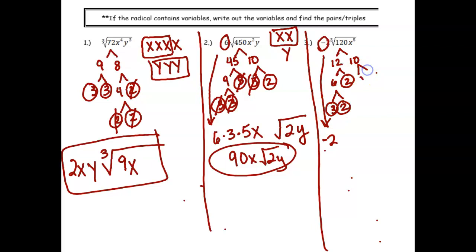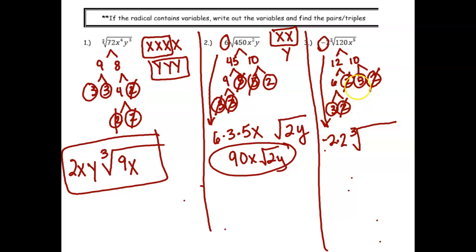Okay, and 10, we've got 5 times 2. Okay, and let's do the cube root. So we're looking for our triples. So we've got 2, 2, and 2. There's one set of triples right there.